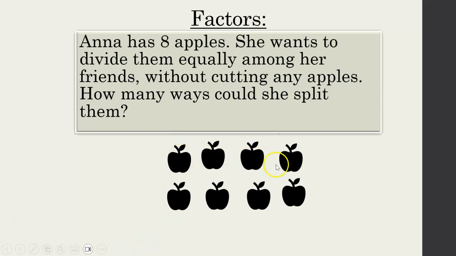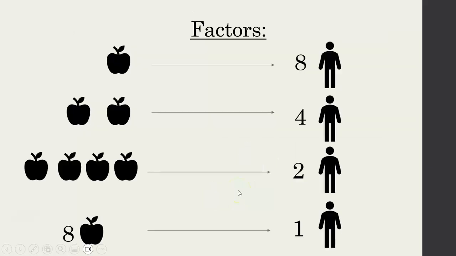So, she has 8 apples here. Well, how many ways could she split them? What she could do is, let's say she had 8 friends. So remember, she has 8 apples. She could give 1 apple to each of her 8 friends. So we're not splitting any apples, we're not cutting them up. We could just give 1 apple to 8 different people. Well, we could also give 2 apples to 4 different people. So that would be 2 apples to one person, 2 apples to another person, 2 apples to another person, and then 2 apples to another person. So that would be 2, 4, 6, 8.